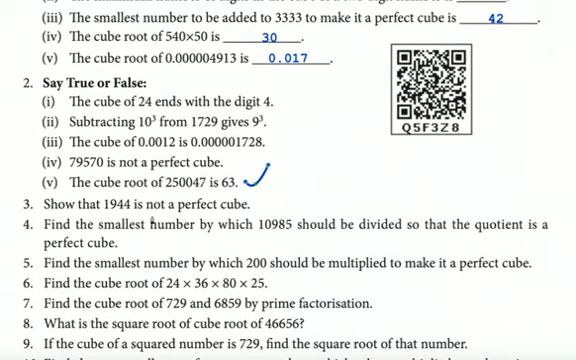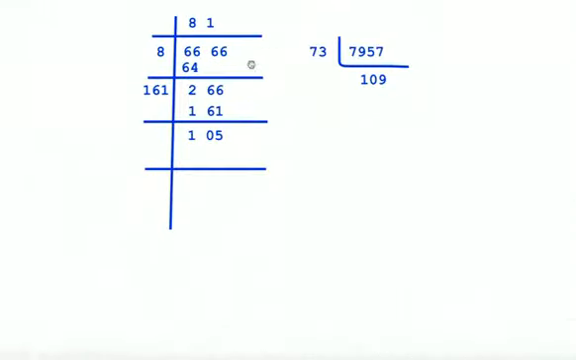Show that 1944 is not a perfect cube. Now to show, again we have to go by the factorization method. 1944. It will go by 2. Yes, it will go by 2. 2 9s are 18. Again 1 will remain. 2 7s are 14. That is also correct. 2 2s are 4.